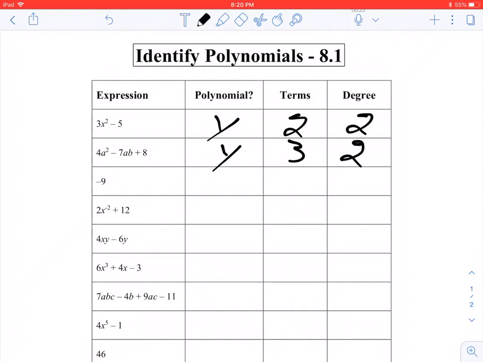The next one, is this a polynomial? Believe it or not, it is. There is only 1 term, however, and it does not have a power for a variable. So therefore, the degree is 0.